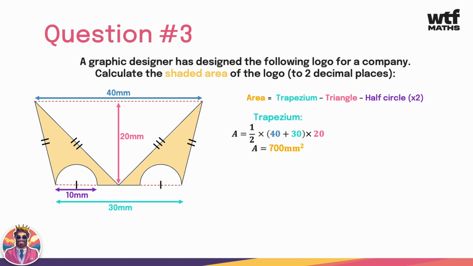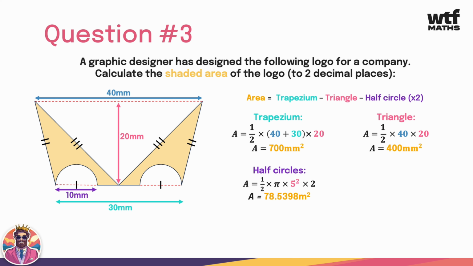So for the trapezium, I just use the trapezium formula. So area is half times, in brackets, 40 plus 30, close bracket, times 20, which gives me 700 millimeters squared. To find the area of the triangle, it's just going to be half times 40 times 20, which is 400 millimeters squared. To find the half circles, all I'm going to have to do is half times pi times 5 squared, and then times by 2, because there's 2 of those half circles.